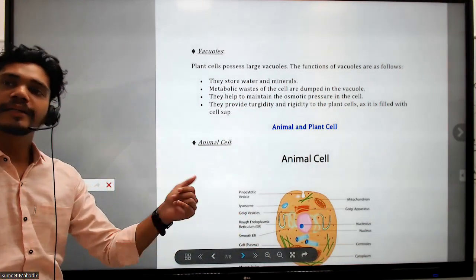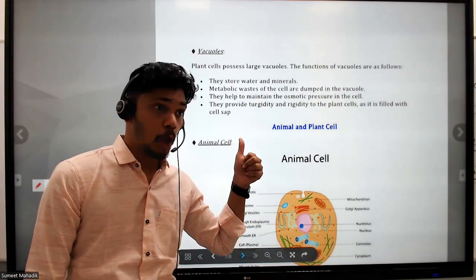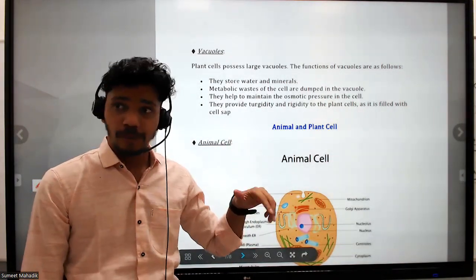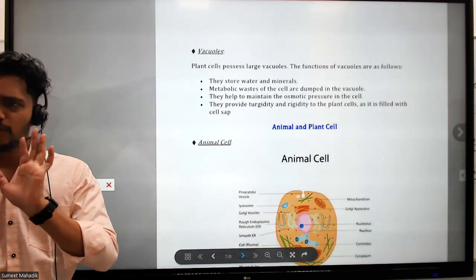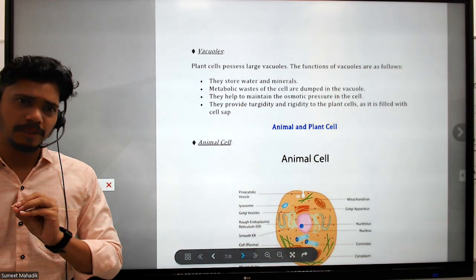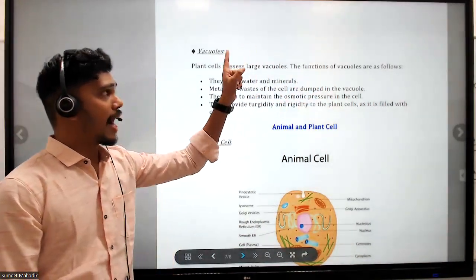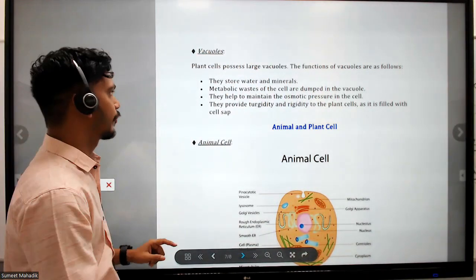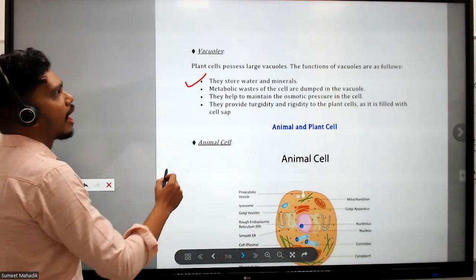An animal cell contains very small vacuoles. Why? Plant cells are autotrophs. What are autotrophs? They can make their own food. So after making food, definitely they have to store it. In the case of animals, we don't make our own food. We just need food for energy purposes, right? So vacuoles are large in the case of plants. They store water and minerals. Yes or no? Water and minerals.